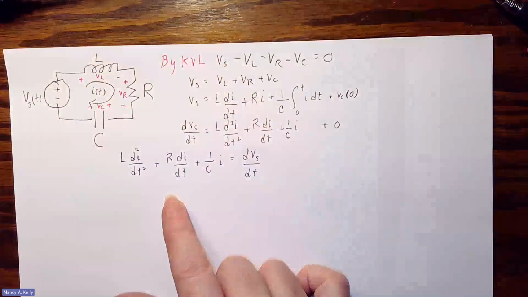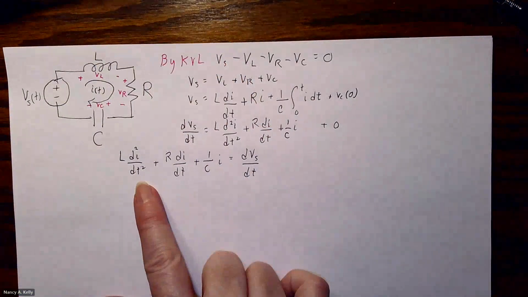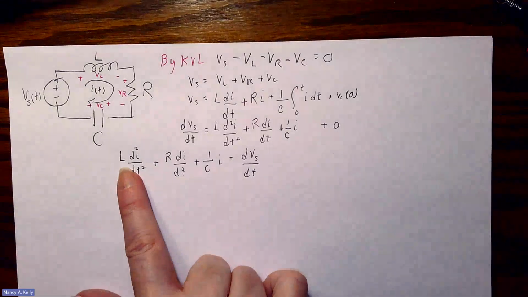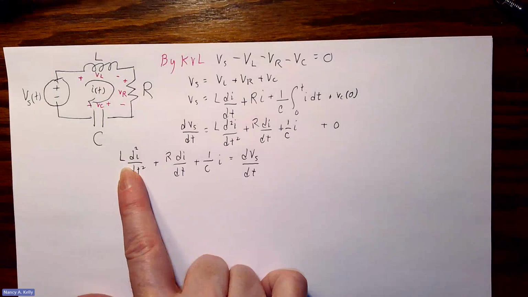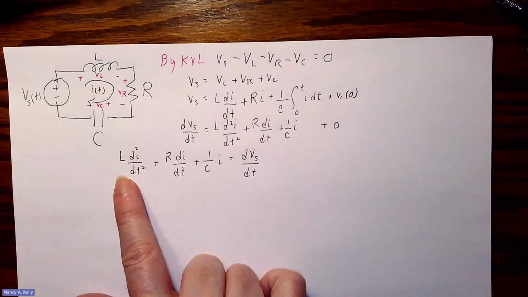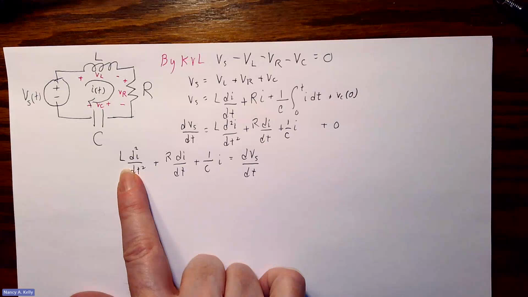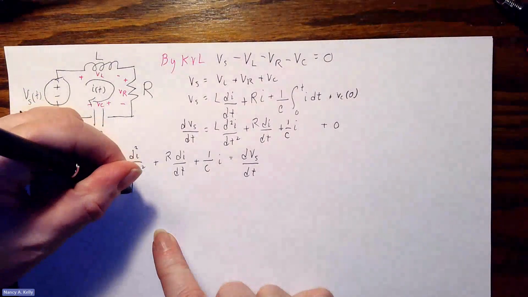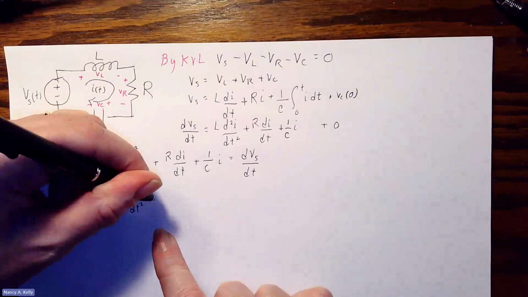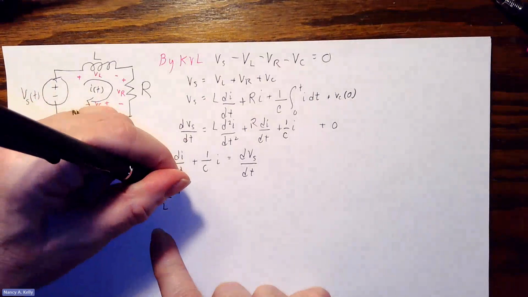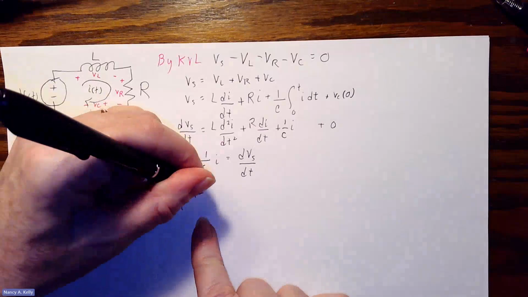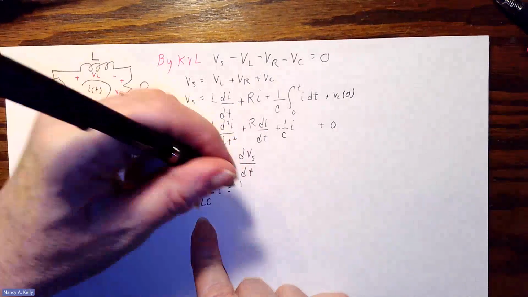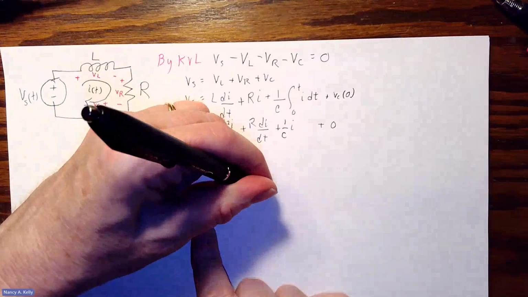dvs dt. Now, what we want to do is make it so that this expression is in the form where the first term, this second derivative, the highest derivative, has a coefficient of 1. So to get that, we're going to need to divide through by L. That's going to give us d squared I dt squared plus R over L di dt plus 1 over LC times I is equal to 1 over L times dvs dt.